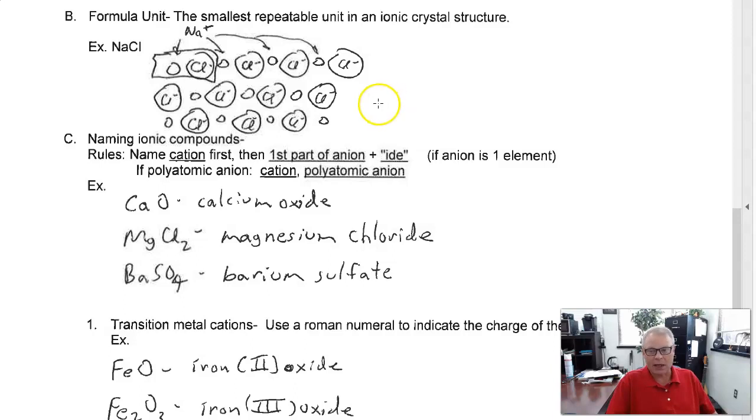So basically what I can do is I can take this sodium and this chlorine, take that little pattern and repeat it over and over and over again, and I can generate the entire crystal structure. Right? So this is the smallest repeatable unit of my crystal structure. It has 1 sodium, it has 1 chlorine, so therefore we write it NaCl. So for ionic compounds, technically the formula is the smallest repeatable unit, and that's the formula unit.